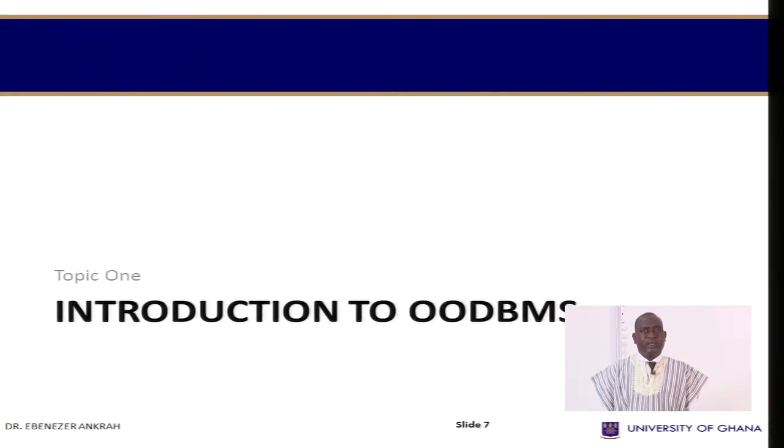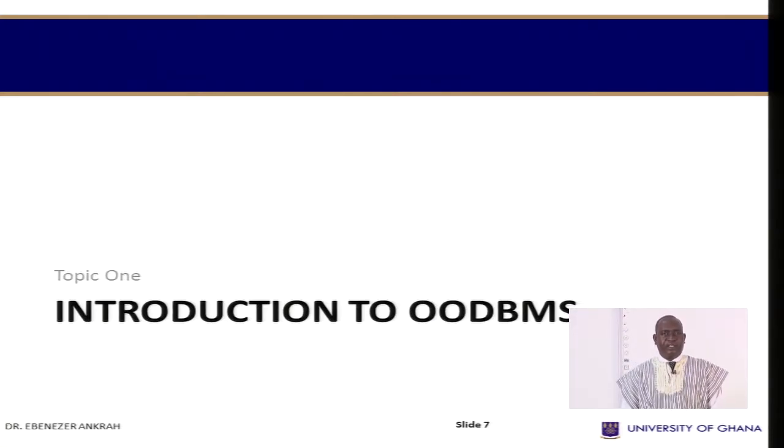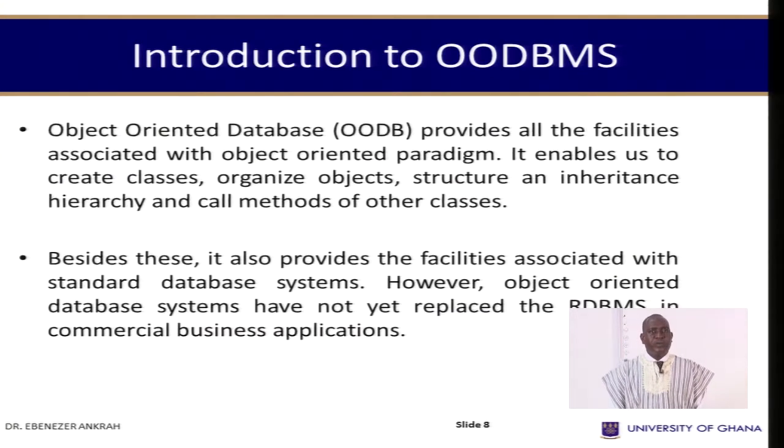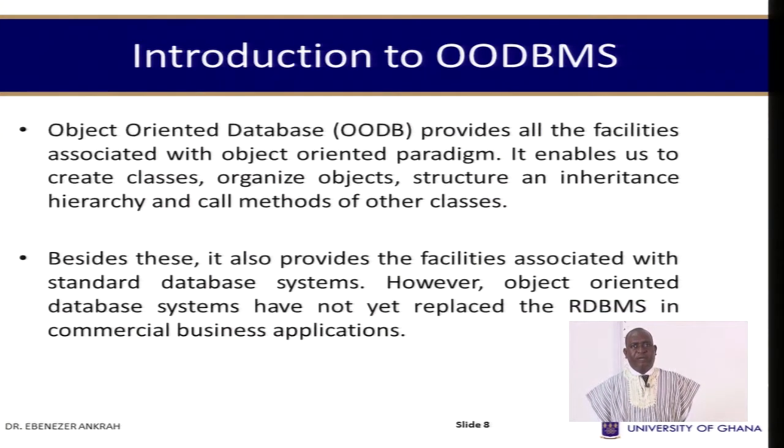Introduction to object-oriented database management system, the first topic. Object-oriented database provides all the facilities associated with the object-oriented paradigm. It enables us to create classes, organize objects, structure inheritance hierarchy, and all methods of their classes. Besides this, it is also important to note that it provides the facilities associated with a standard database system.